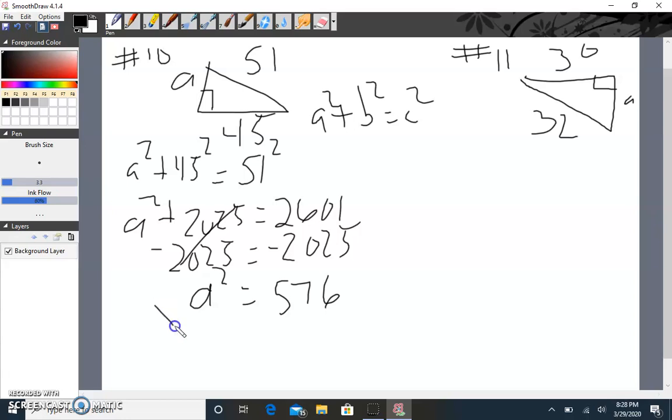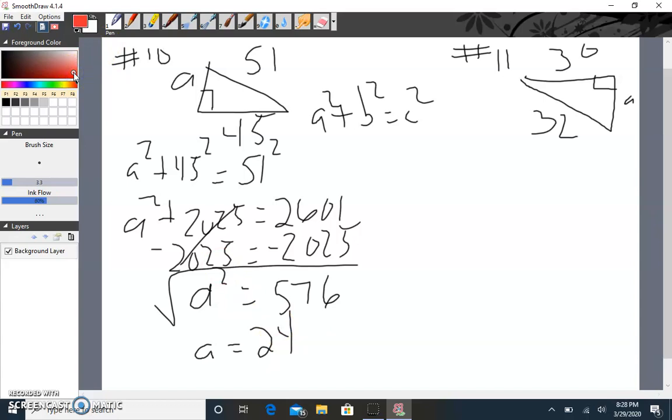Now to get a by itself, we have to square root both sides. A squared becomes a, and 576, if you put that into your calculator, you can figure out is 24. So our side here, a, is 24. So that one's relatively easy.